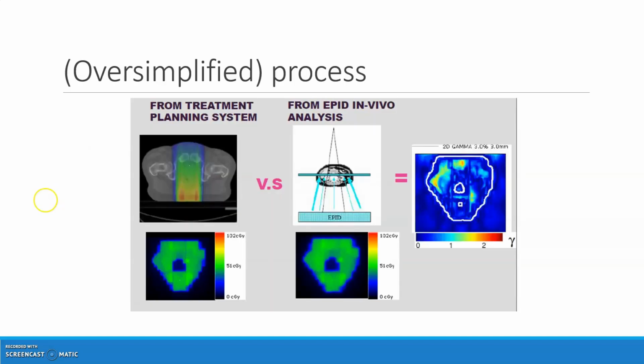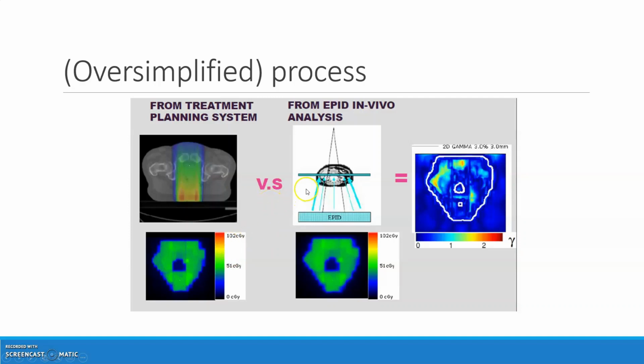Here we go. So this is essentially the oversimplified process. What we produce from our planning system is something called a predicted portal dose image. There's some software within the treatment planning system that, based on the dose distribution, provides us with a predicted portal dose image for a particular field, or combination of fields. So we can see that on here. This is our predicted portal dose image, and it's a color dose map.